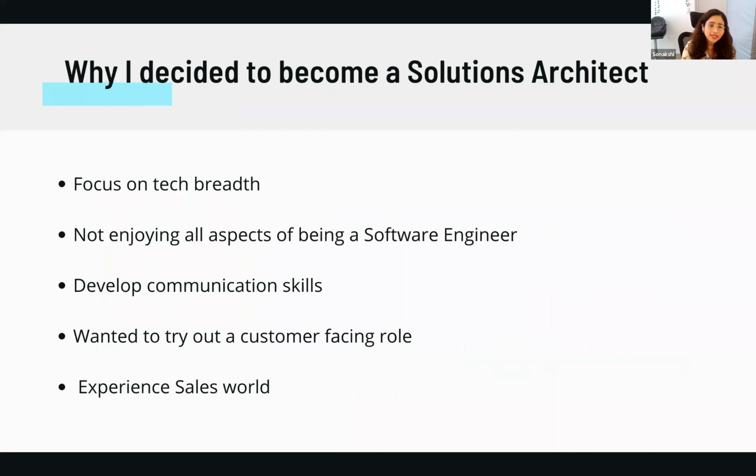So yeah, that's how I discovered this role. Now let me tell you the 5 key reasons why I decided to become a solutions architect. The first one is, as a solution architect, the focus is on tech breadth.